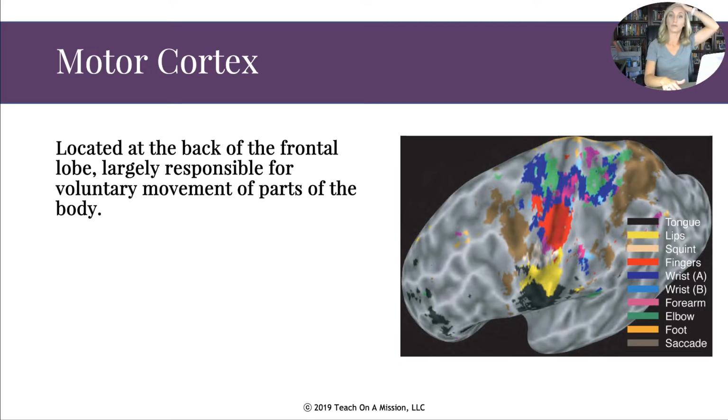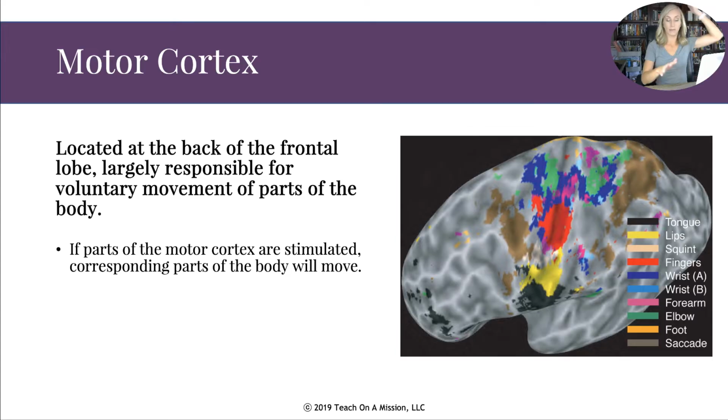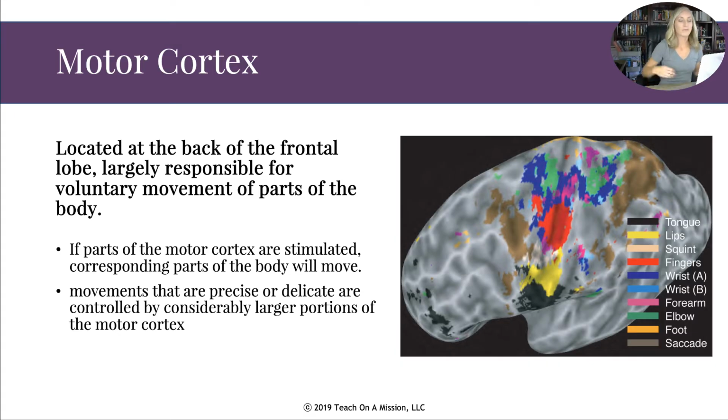So like I said, at the back of that is the motor cortex, right? Largely responsible for those voluntary movements of parts of the body. So if parts of that motor cortex are stimulated, corresponding parts of the body will move. So if your right motor cortex is stimulated, let's say right there, the body part that it controls right there on the left side of the body, because it switches, it goes the opposite, will move. That's crazy.